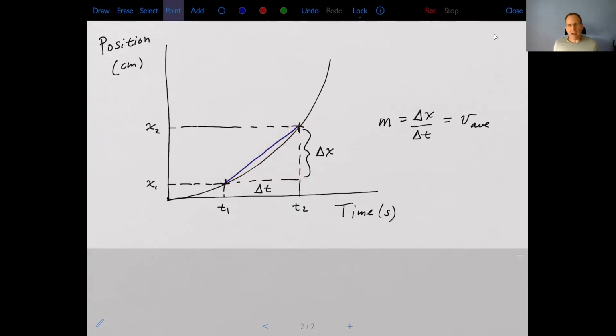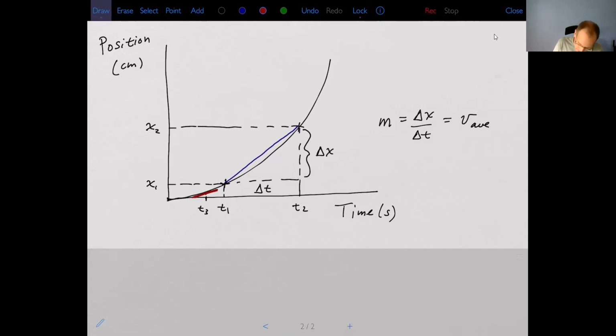Okay, but let's say we're not so interested in the average velocity. We want to know what's happening at an instant in time. So just like before, it's very similar. If I want to know, say, the velocity right at this time right here, let's call it T3. I go to the curve, I draw a tangent line, which means it's basically a line that just touches the curve at that point. And the slope of that tangent line is going to represent the instantaneous velocity at that point in time.